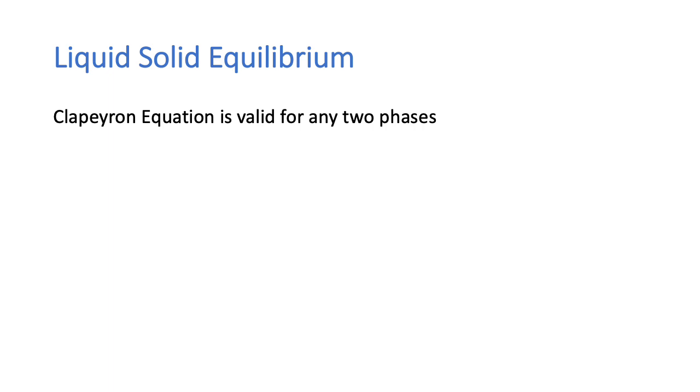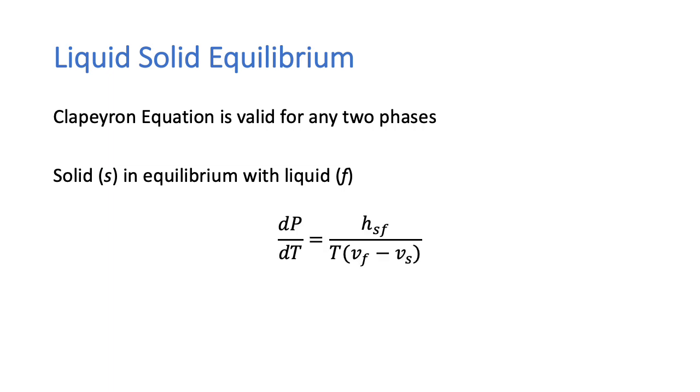Now, when we were talking about the Clapeyron equation, we called the two phases in the system liquid and vapor. However, we did not make any assumptions which would actually restrict it to being valid for just these two phases. In fact, the Clapeyron equation is valid for any two phases. So, for example, we could apply it to a solid in equilibrium with a liquid. We will represent a solid by the subscript S.